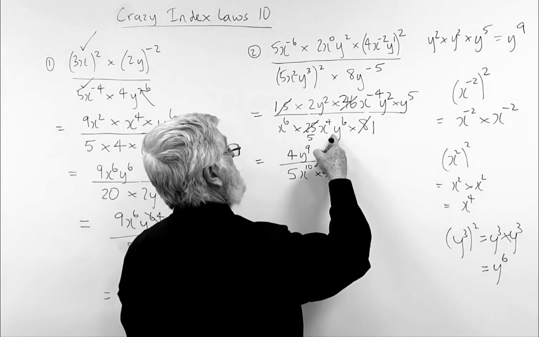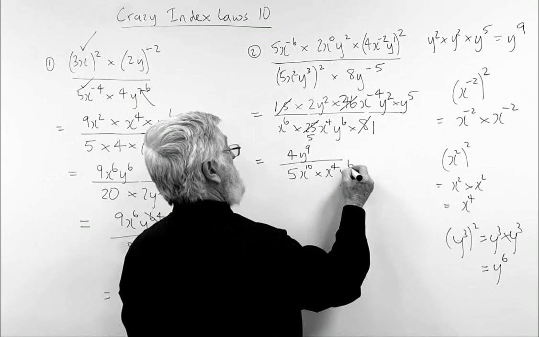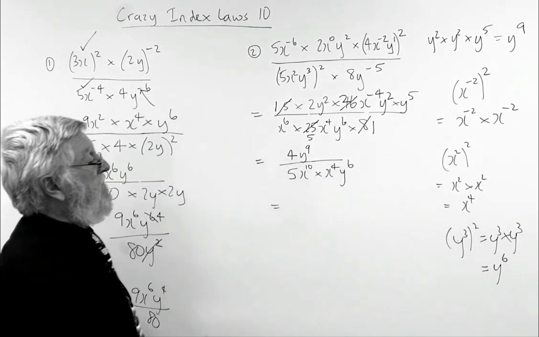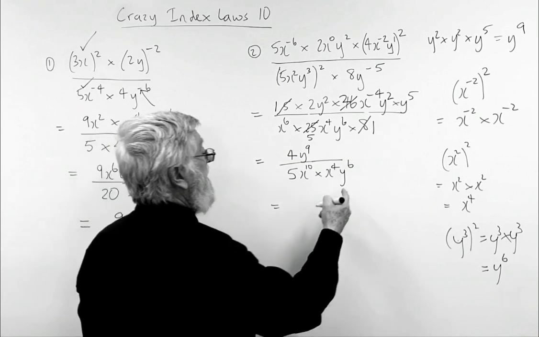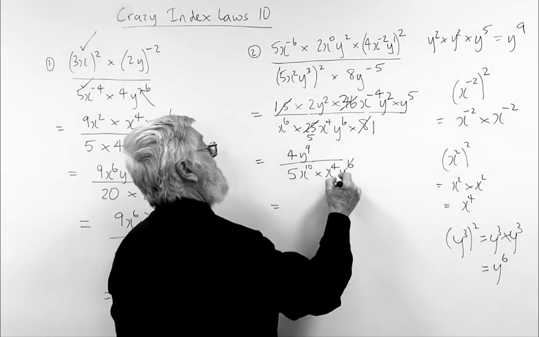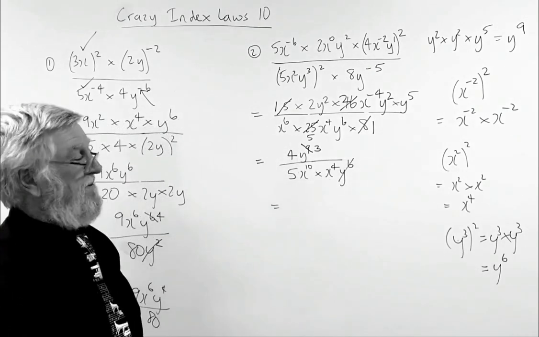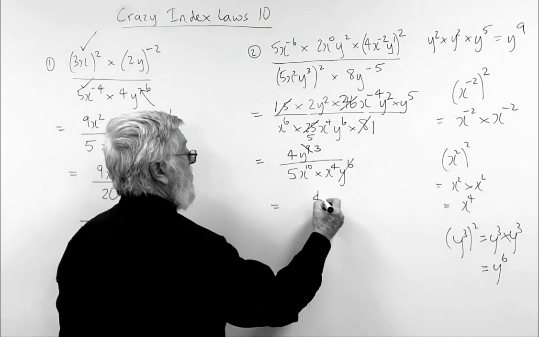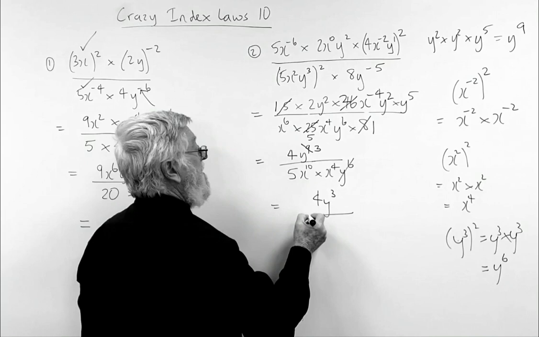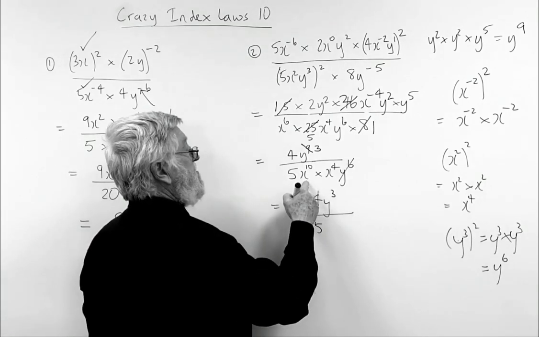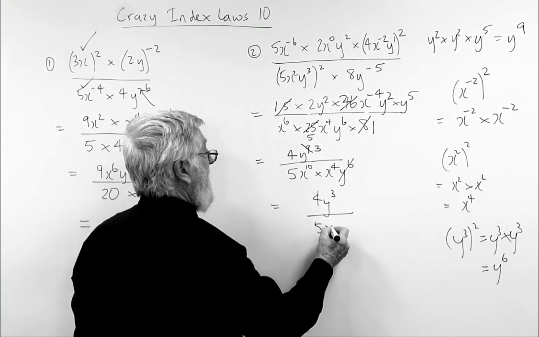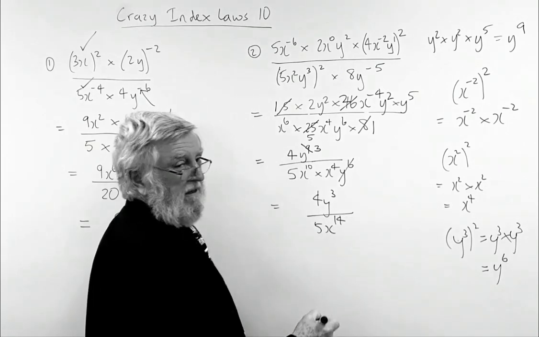I've still got that y to the 6. So I've got a y to the 6. Can't cancel the 4 and the 5 anymore, but I can cancel 6 of those with 6 of those, and I'm left with 3 of them. So here's the answer to the question. You ready for it? That's a 4y to the 3, and that's a 5, and there's x to the 10 and x to the 4, which is x to the 14, and the question's written in its best form.